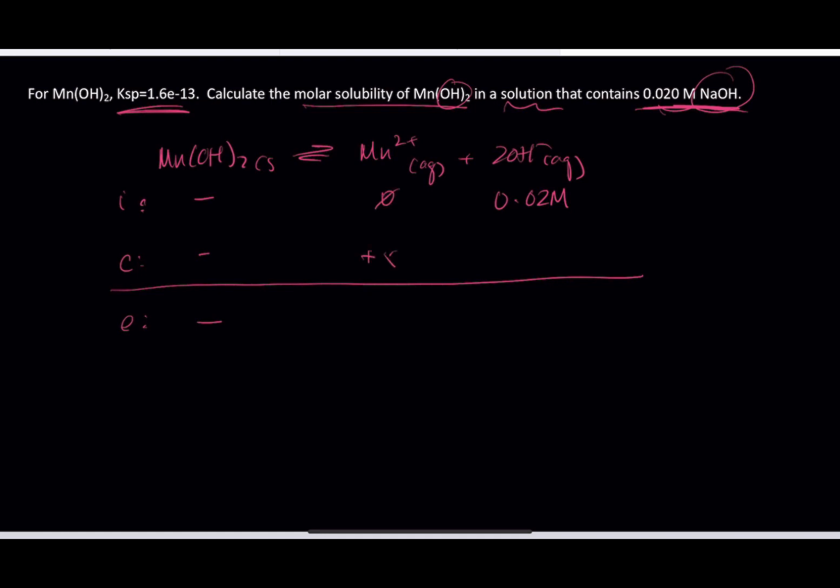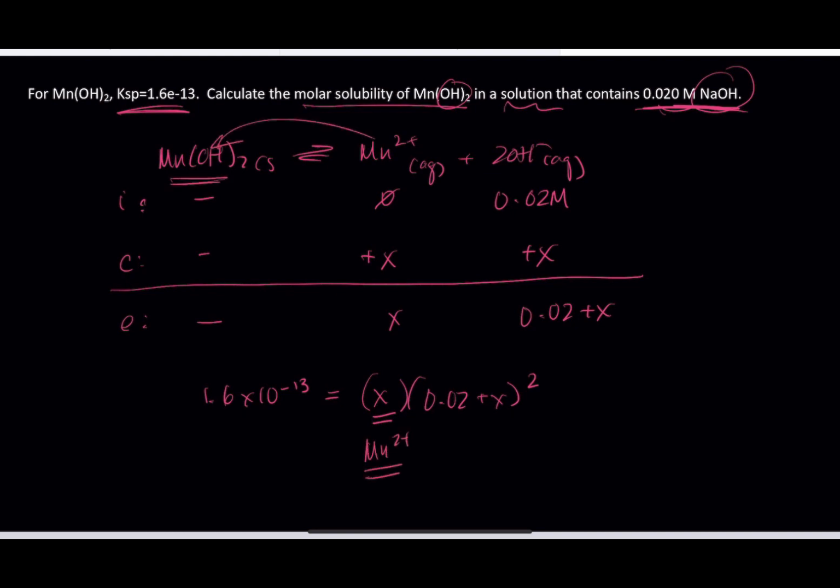So here we're going to dissolve some more, and here we'll dissolve some more to some extent. So here we have this and that, and that's our Ksp value. Then we're just going to set that up: 1.6 times 10 to the negative 13th is equal to x times (0.02 plus x) squared. Then we're going to solve for x, and x is the solubility, because x is this Mn2+, which is a 1-to-1 reflection of the solubility of that salt. Does that make sense? And that would give us our answer.